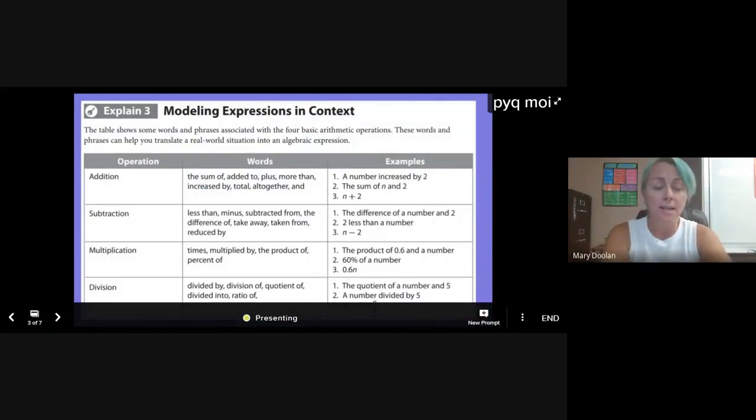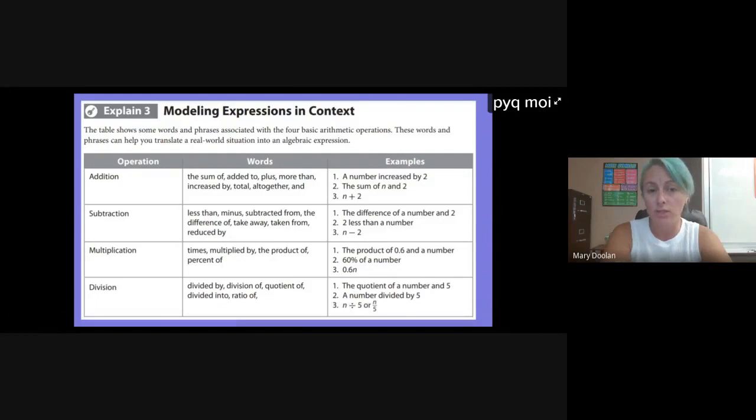So this is out of your text, modeling expressions in context. And so this table shows some words and phrases associated with the 4 basic arithmetic operations: addition, subtraction, multiplication, division. These words and phrases are here to help you translate story problems into mathematical expressions. So for addition, words like the sum of, added to, plus, more than, increased by, total, altogether, and. That means that you're adding.